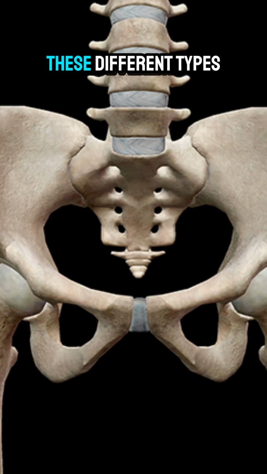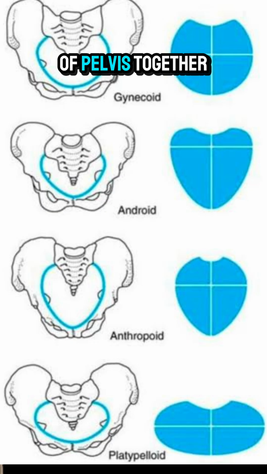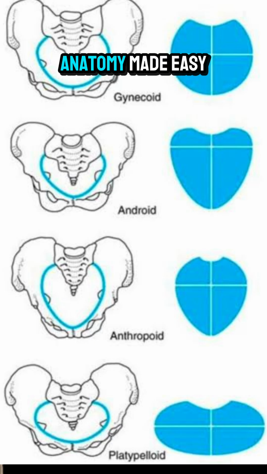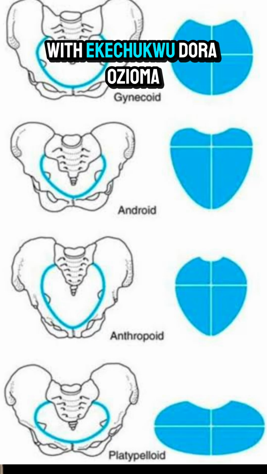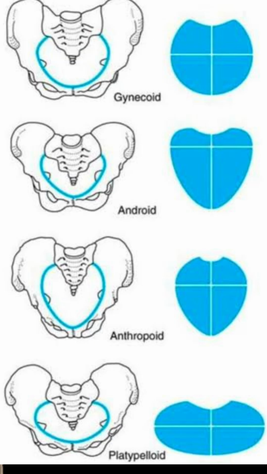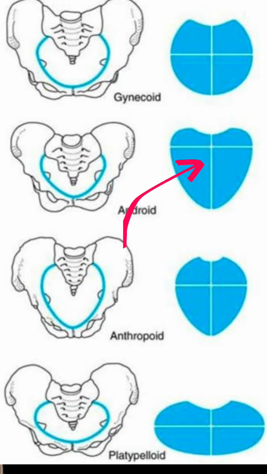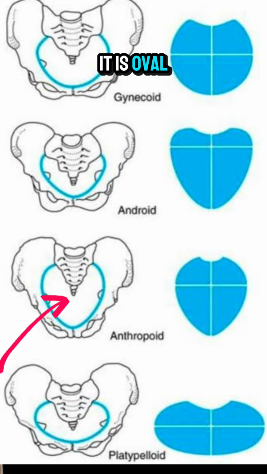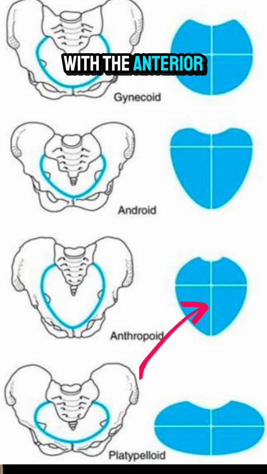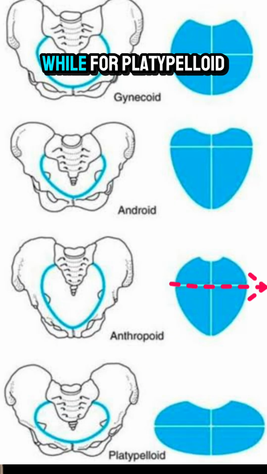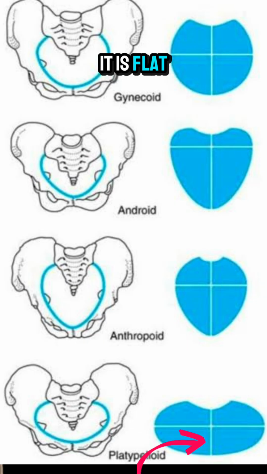Let's look at these different types of pelvis together to see the difference between them. Remember, this is Anatomy Made Easy with Ekechukwu Dora Ozioma. The pelvic inlet for a gynecoid pelvis is round or oval. For android pelvis, it is heart-shaped. For anthropoid pelvis, it is oval with the anterior-posterior diameter greater than the transverse. While for platypeloid, it is flat.